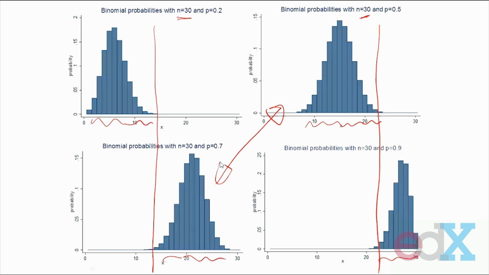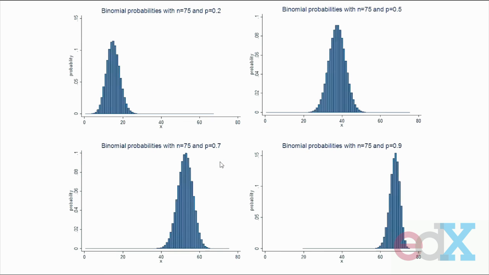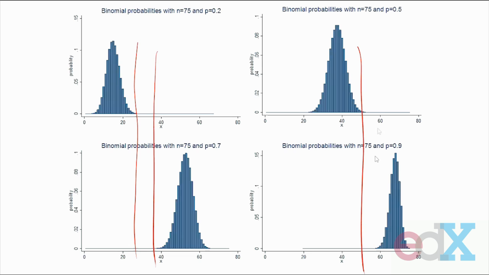Now, let me increase the n even more to n equals 75. Now they really are separated, those two, and this one also, they really are separated. So it's much easier to distinguish between these p's when my sample size is bigger.